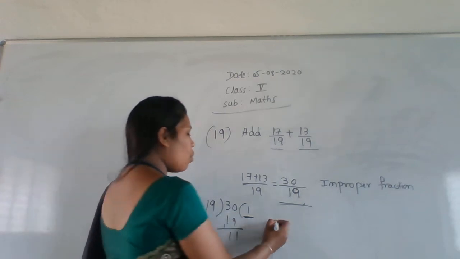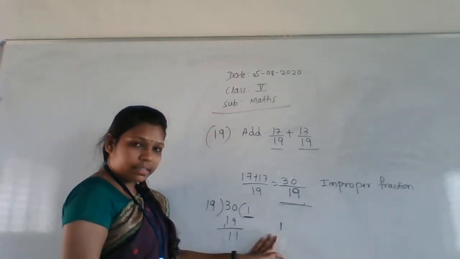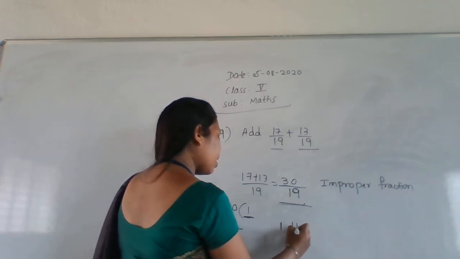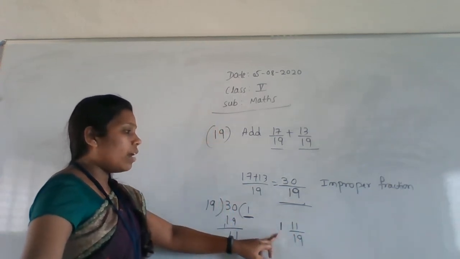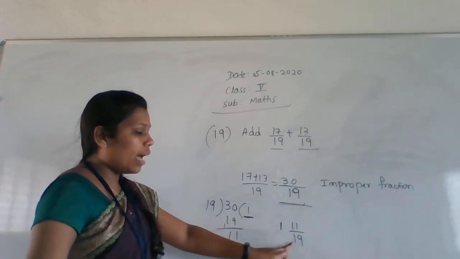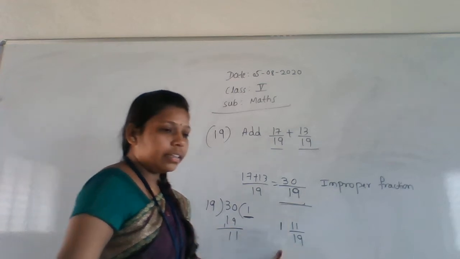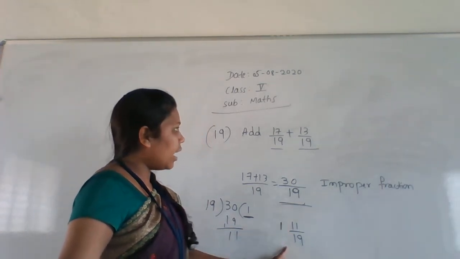Now write it as a mixed fraction, that is 1 integer 11 by 19. How to read this number? 1 integer 11 by 19.